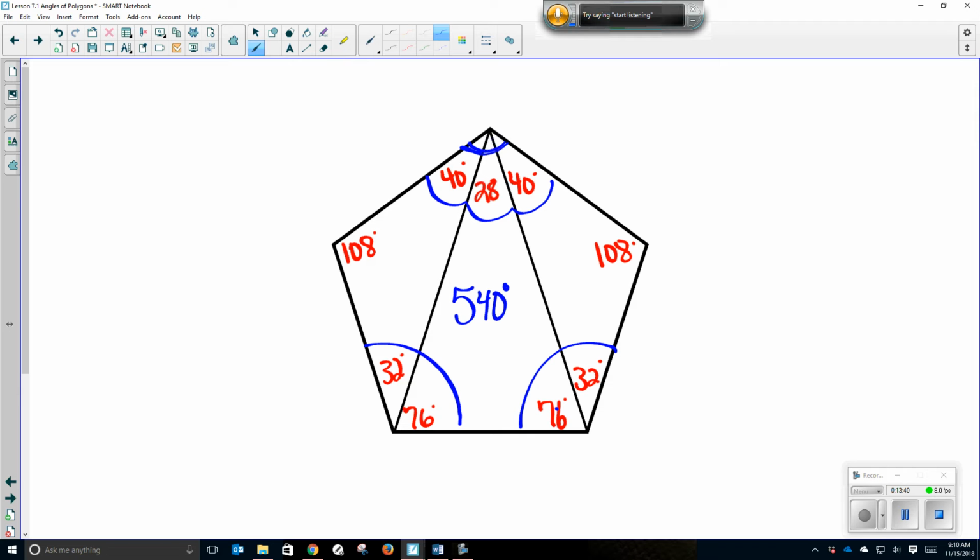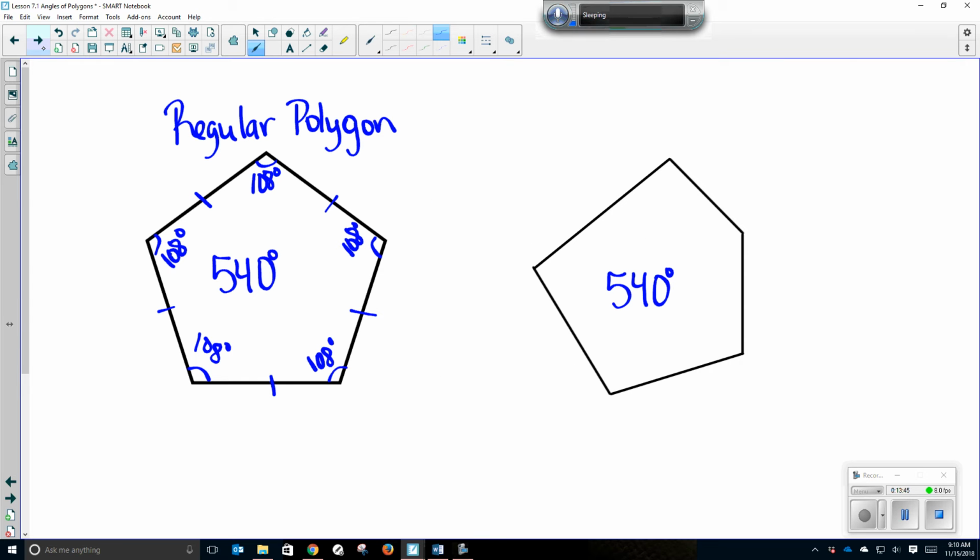What does that even mean? I haven't taught you what that means. So, regular and irregular. You do need to write this down. A regular polygon has all sides the same length, all angles the same measure. The sum of the interior angles of that regular polygon, if it's a pentagon, is 540.